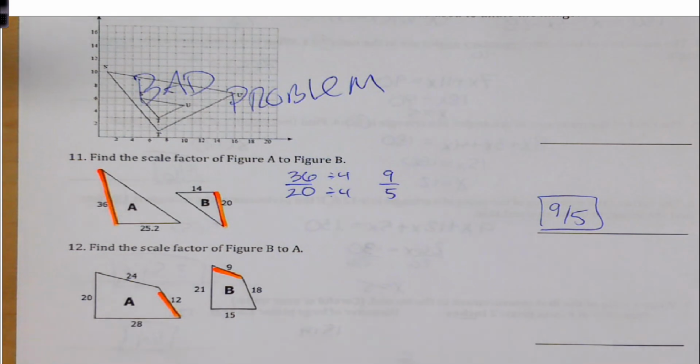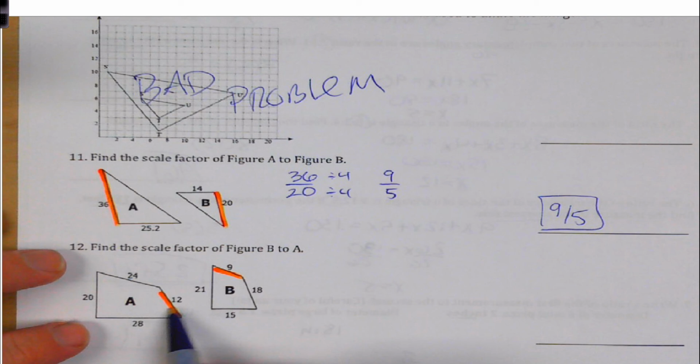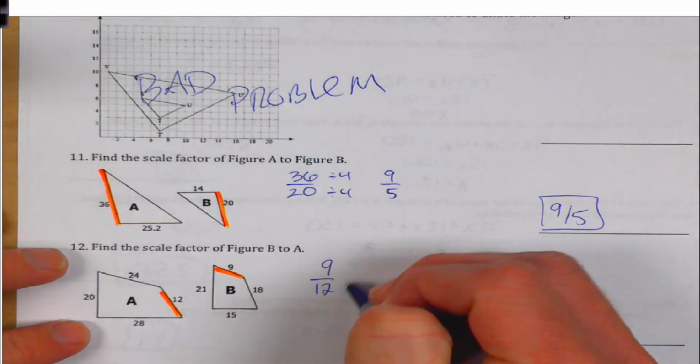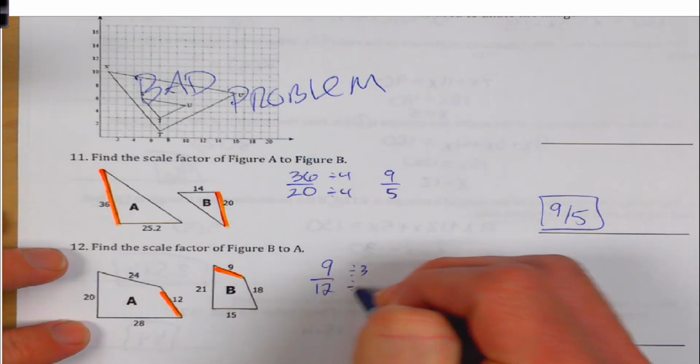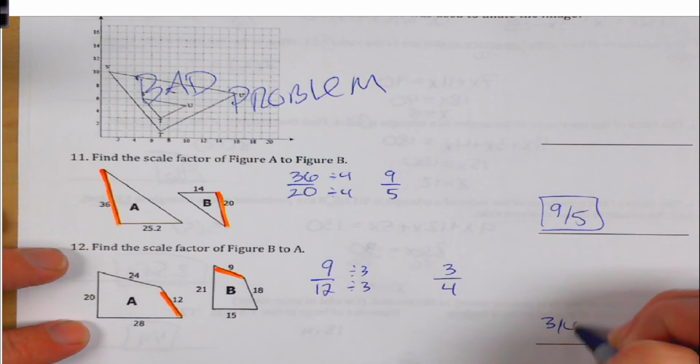Again, it doesn't matter as long as we go the small with the small, the big with the big, and so on and so forth. But scale factor is just one ratio. We're going to go B to A. So I'm going to put 9 over 12, and I know 3 should go into those. And that's going to be 3 over 4. And so that's my ratio, 3/4.